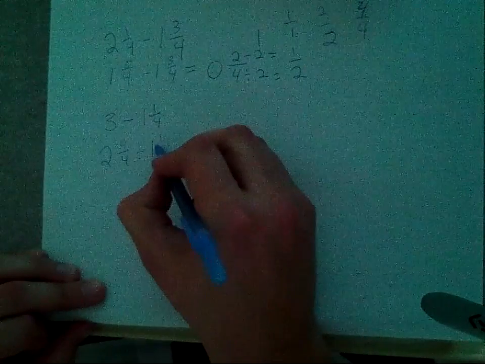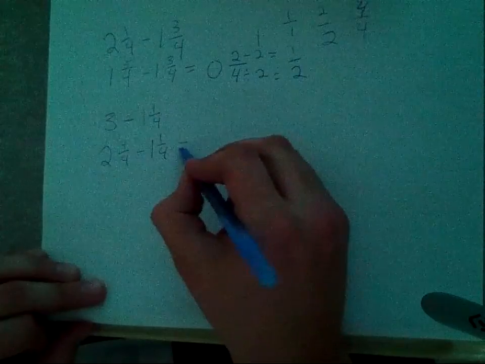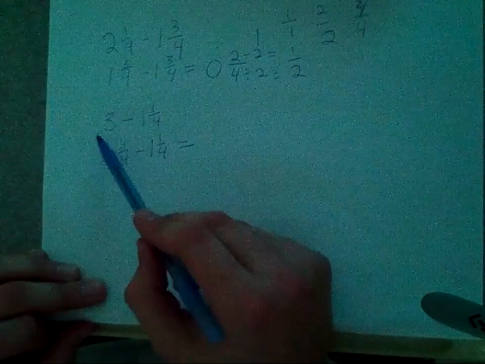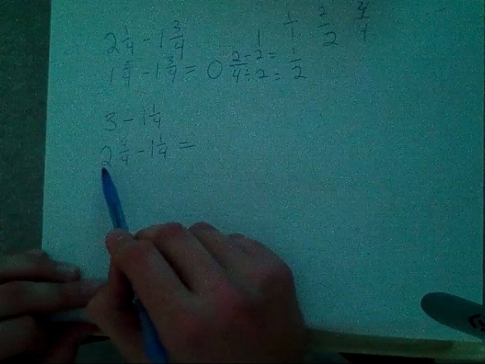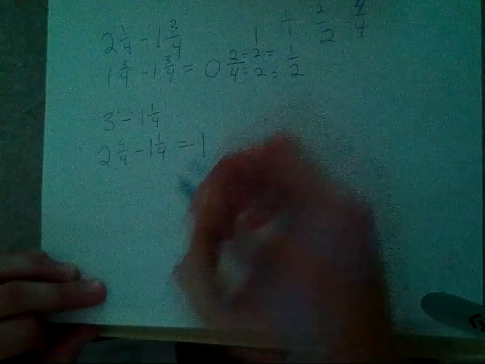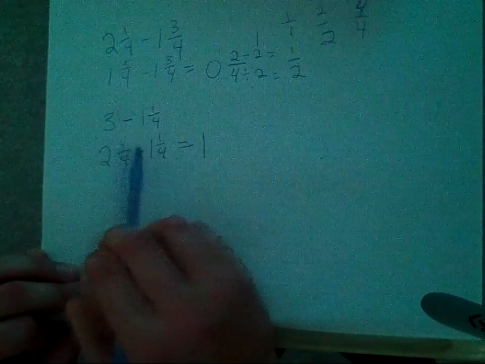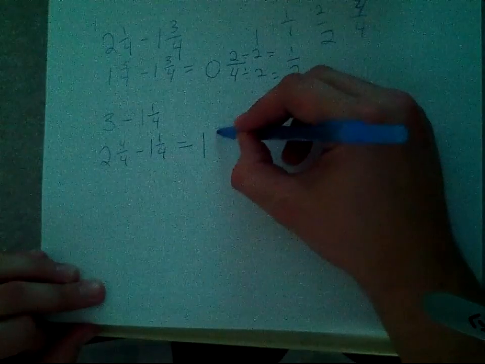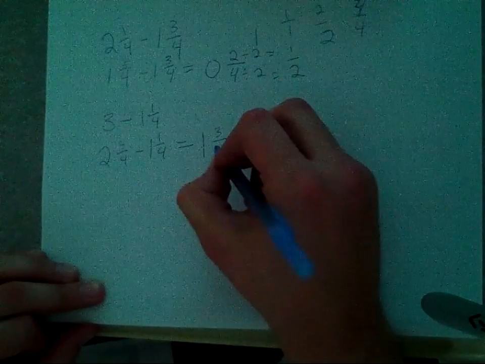Minus 1 1/4. Now, just like we did earlier, first we need to subtract the whole numbers. Our whole numbers now are 2 and 1. So if we do 2 minus 1, our whole number is going to be 1. And then our numerators, 4 minus 1, which is then going to be 3. And denominators always stay the same.